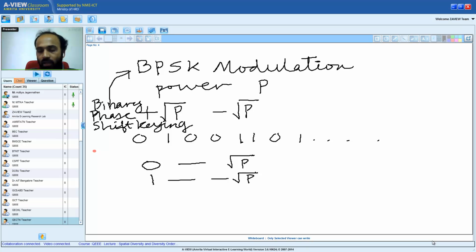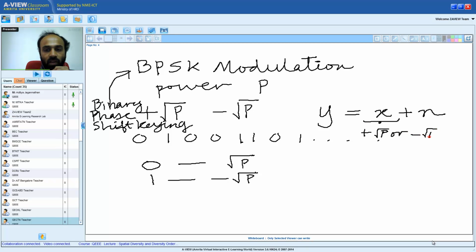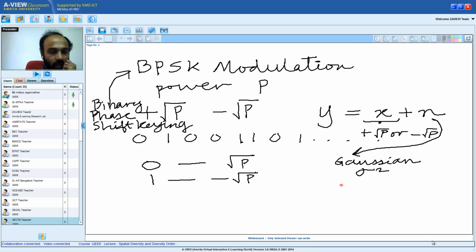So basically what I'm considering here is the following. I'm considering an AWGN channel. My channel is basically y equals x plus n, and we are saying x is a BPSK symbol, either plus square root of P or minus square root of P, and the noise is white Gaussian noise of variance sigma square. Right, this is the communication system model that we are considering.